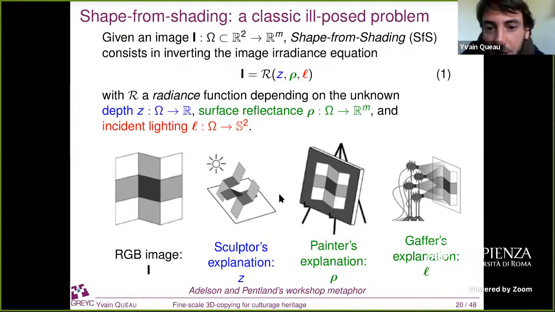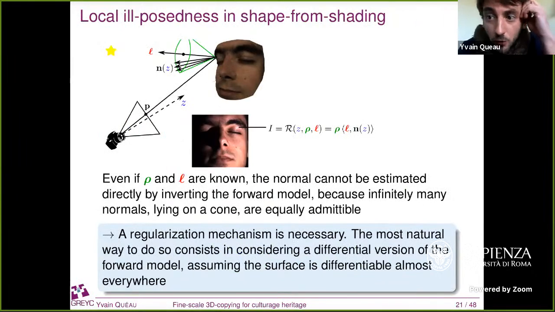So there is no need here to put equations. We just understand that shape from shading is obviously an ill-posed problem if we don't have any prior on either the shape or the reflectance or the lighting. And things are actually even worse, because even if you know the reflectance and the lighting, the problem remains ill-posed.